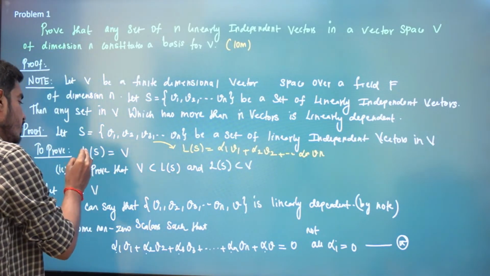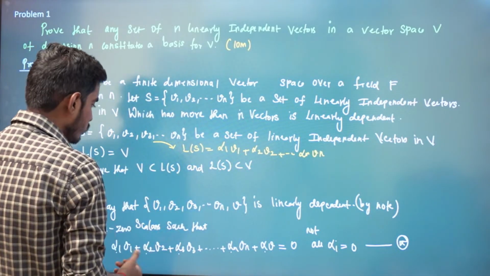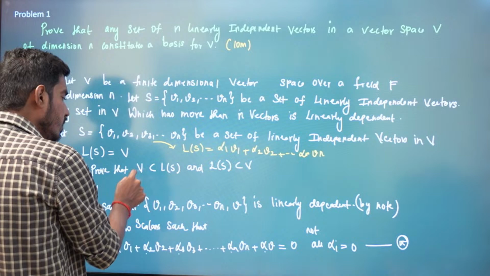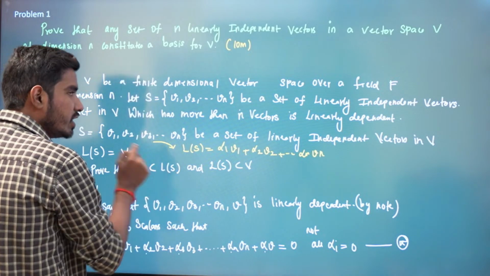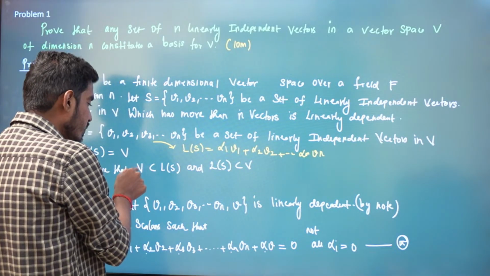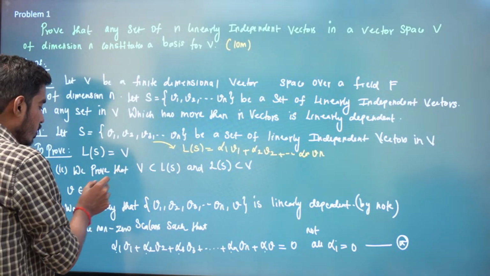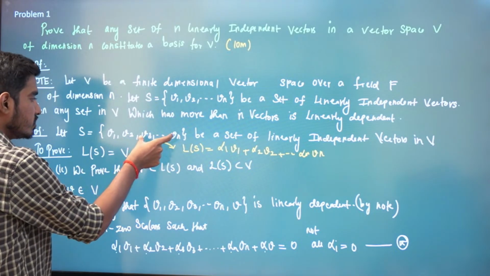That is, we need to prove V is contained in L of S and L of S is contained in V. This is the very easy part. You take one arbitrary vector v in V, and you say that vector v is also in L of S. So I'm taking a vector v in V. Now I'm adding this vector v to this set.